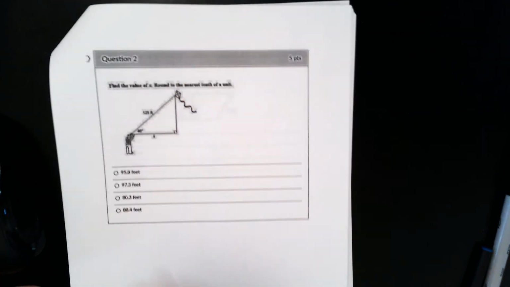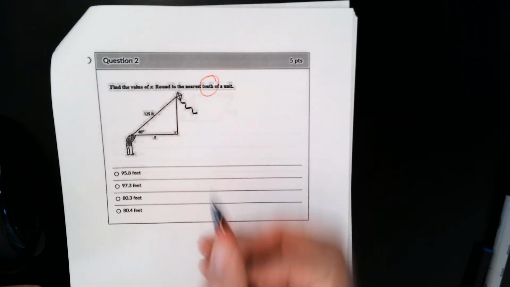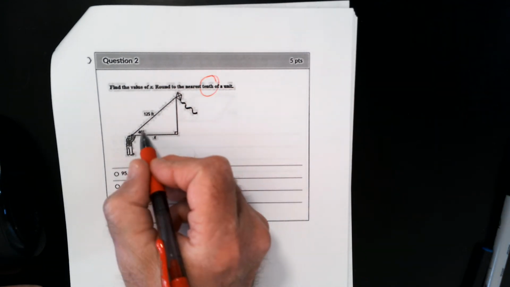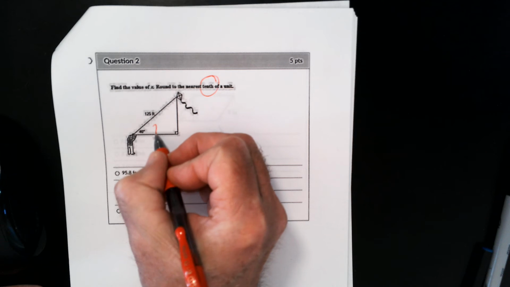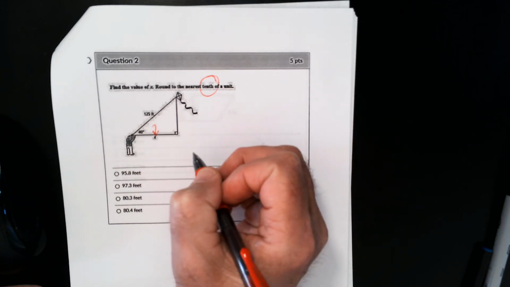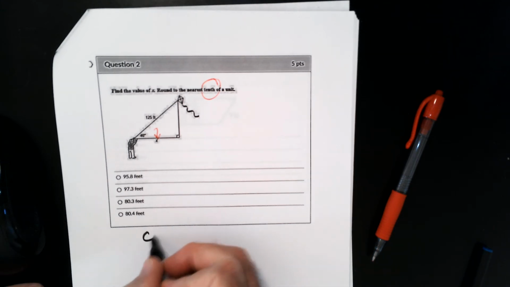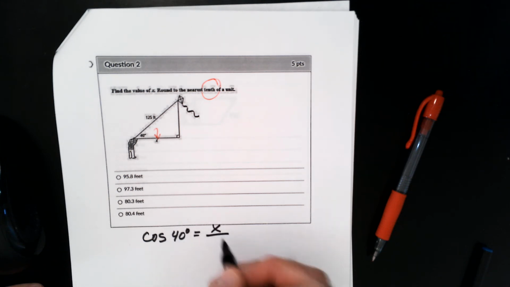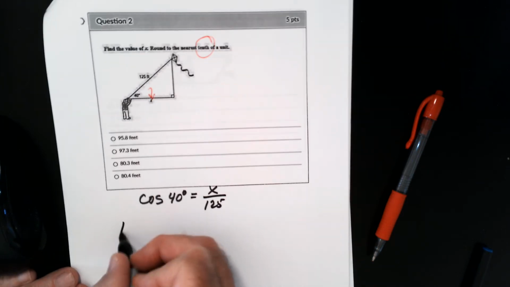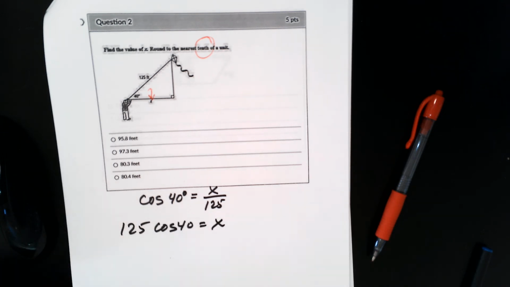Number 2, we're to find the value of x and round to the nearest tenth of a unit. Well, we've got an angle, 40 degrees. We look at the two sides. I have a hypotenuse and I have an adjacent. So what trig function deals with hypotenuse and adjacent? Well, we're talking about cosine. So we'd say cosine of 40 degrees is equal to x over 125. And then we multiply both sides by 125, and that will give us the length of x.